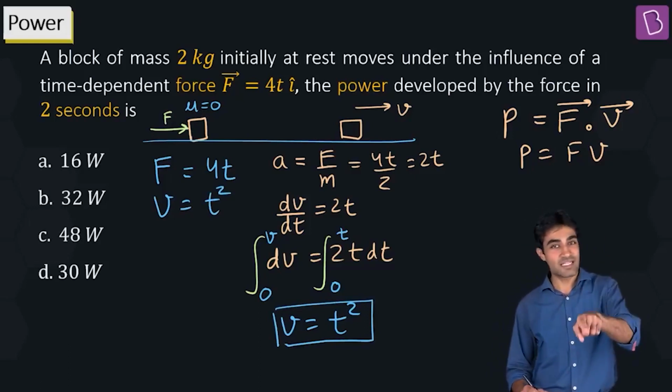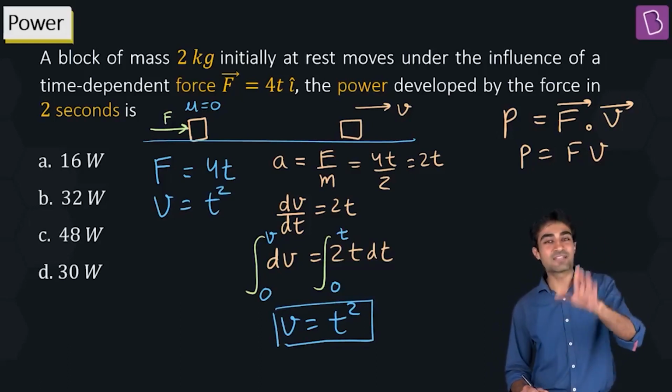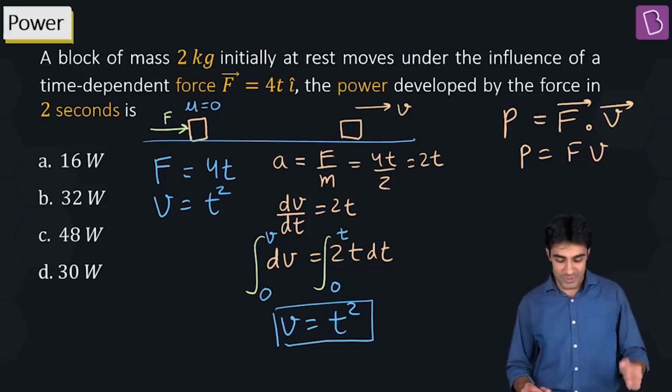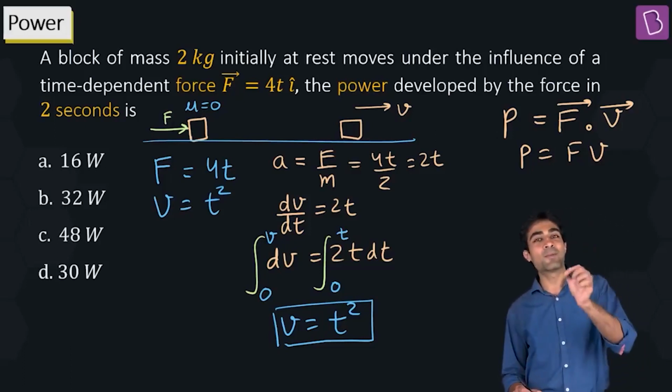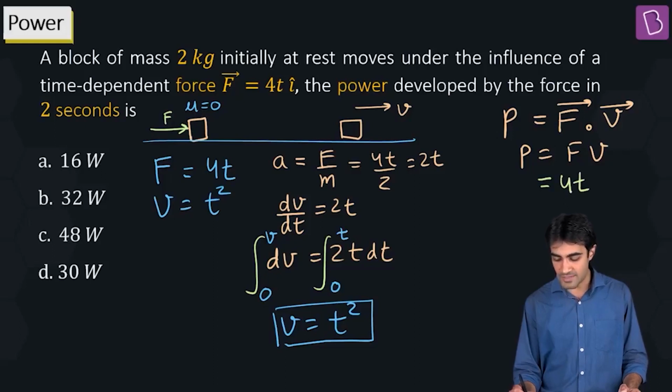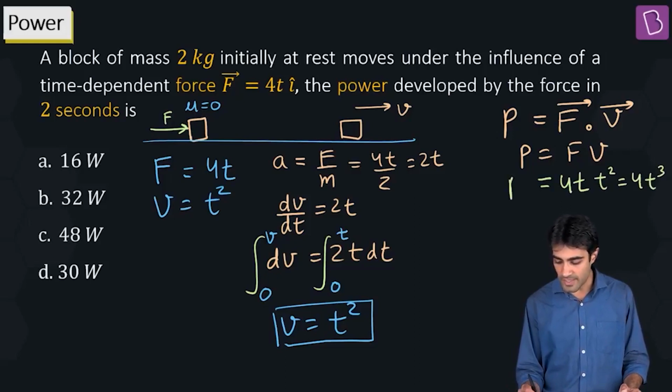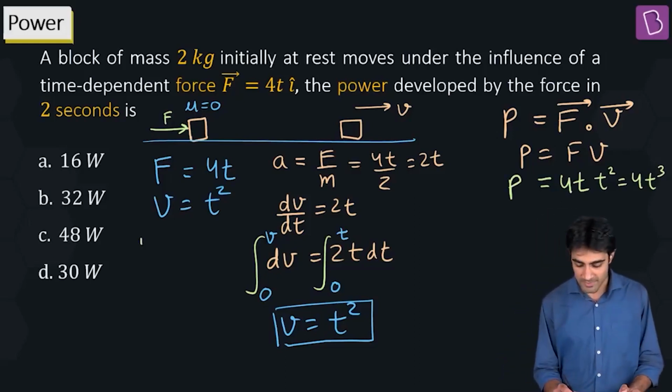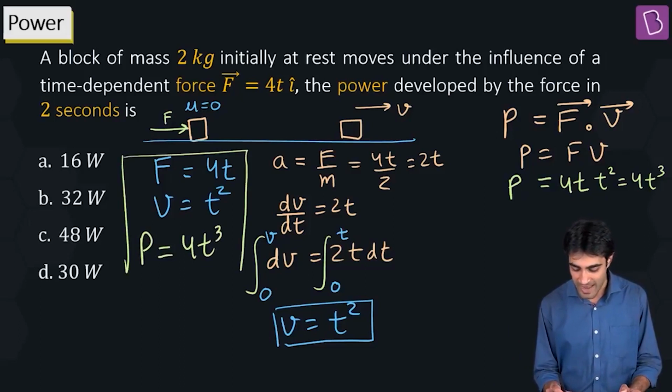Right. Now we know force as a function of time. We know speed as a function of time. So we can actually go ahead and calculate the power. Power is nothing but force times speed. And in this case, we have force as 4t and speed as t square. So we are getting 4t cube. Power is 4t cube. Let me rewrite it. Power is 4t cube. So we have everything as a function of time.